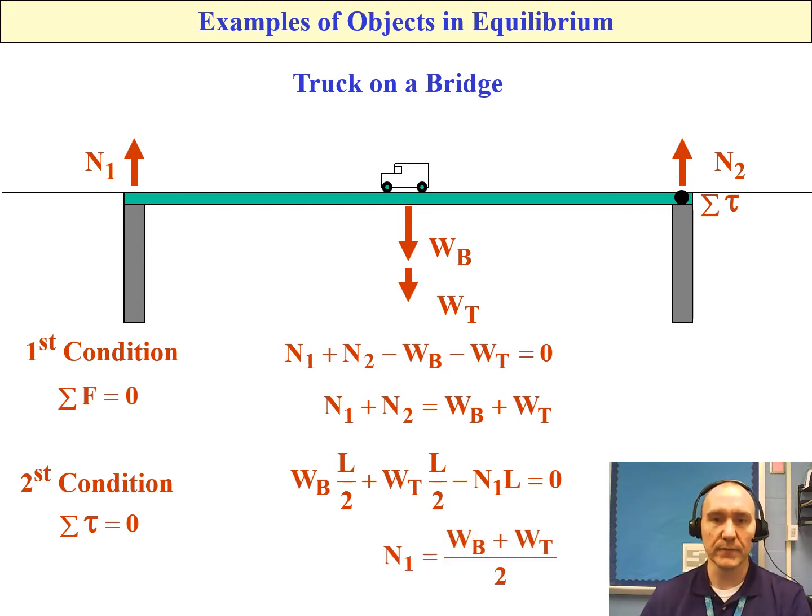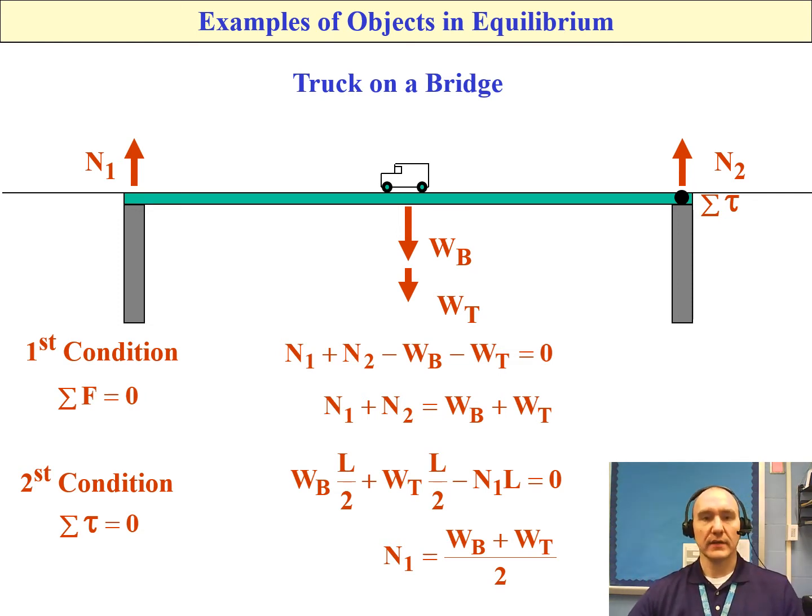So to solve for the normal force, it's going to be equal to basically all those weights: the weight of the bridge, L over 2, plus the weight of the truck, L over 2, and then we divide by L. That actually will get rid of the L, the length of the bridge. It doesn't even matter. So basically, it's holding up half of the total weight, the truck and the bridge added together.